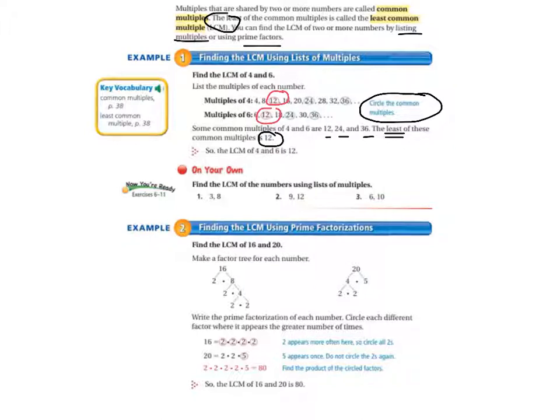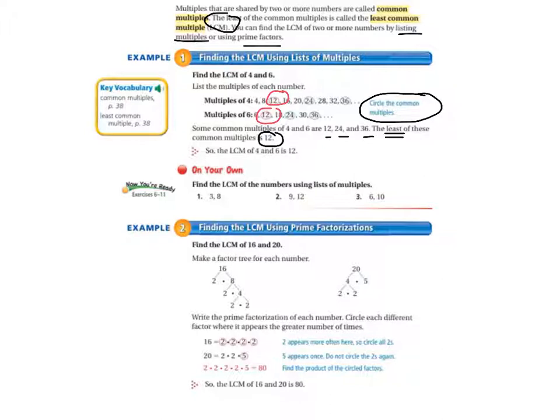So, as I reminded you yesterday, this is exactly the opposite of finding the greatest common factor. Here you're looking for the least number. You're looking for the lowest one. Now let's look at example 2. This is a new skill for you, so pay special attention and let me know if you have any questions. Find the LCM of 16 and 20.